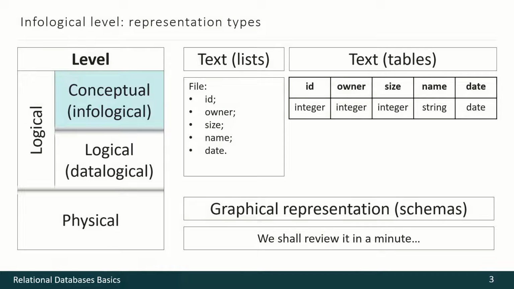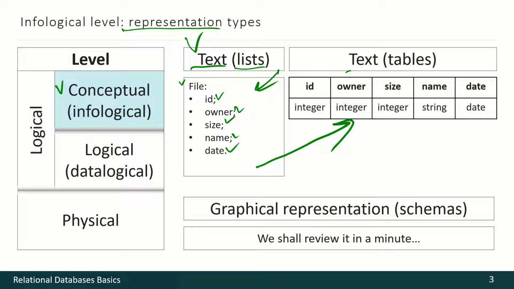How can we represent modeling results for each level? With conceptual level, we have several approaches. The first and the most common is texts, lists. Ordinary lists everybody is familiar with. Here we see an example about some file that has an ID, owner, size, name, date of creation, and so on. This approach also may be represented with tables.